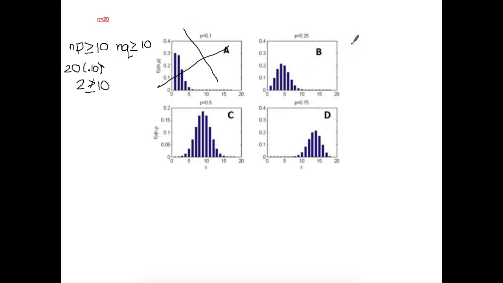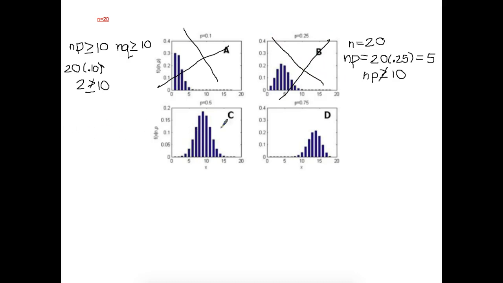For B, here, my n is still 20. And when I do np, I'm going to get 20 times 25%, and that's going to be 5. So again, this fails my large enough condition because np is not greater than or equal to 10. So I could not use a normal model to approximate this distribution.